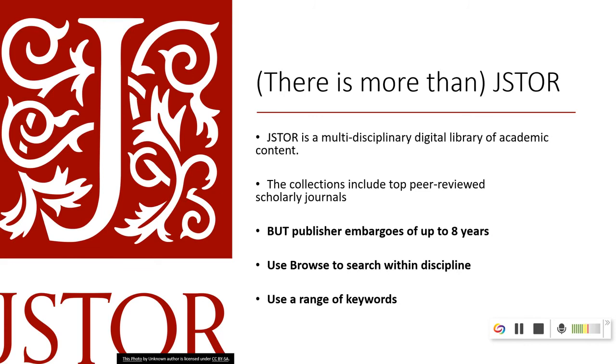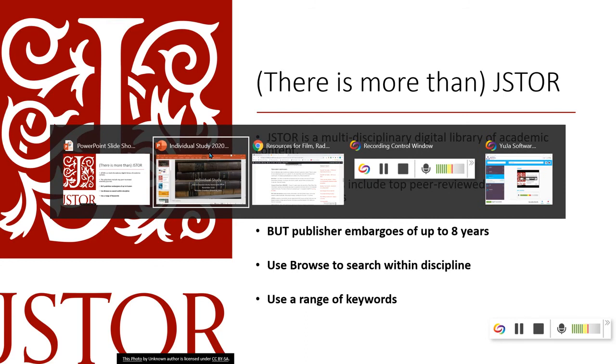So you could be looking at a key history journal, but its articles would finish at 2014, and there would be nothing beyond that. So you have to think at individual study level, what else has been published since then? So we're going to look at some sources that can help you stay current in your topic. And the other thing with JSTOR as well is because it's multidisciplinary, I'd recommend that you use the browse function in it to limit your results to just your discipline. So I'm going to just show you how we can do that quickly.